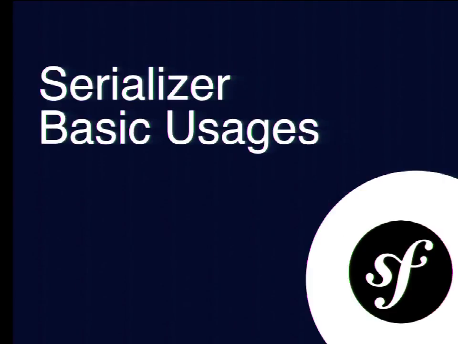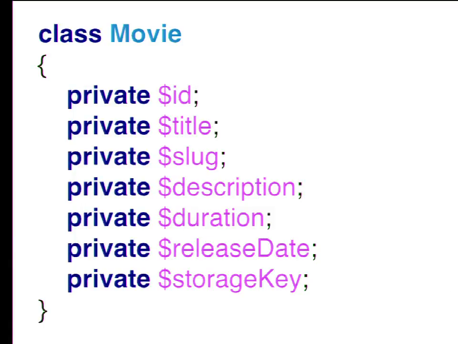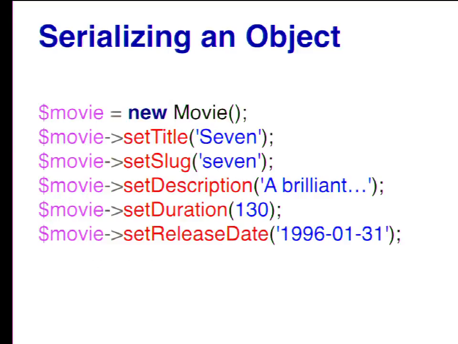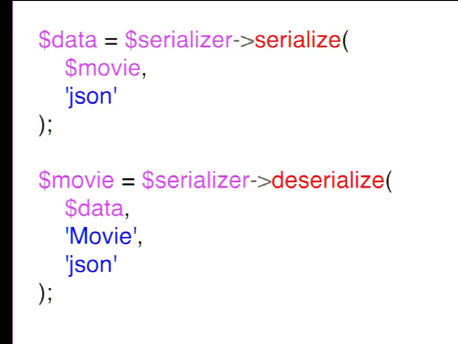So basic usage. Let's look at a very simple example. We have a movie class, a bunch of private properties. They can, of course, also be protected. You make an instance of that object, assigning different values to these properties through setters. Of course, it doesn't need to be setters. And then you can serialize and unserialize that. So that's pretty straightforward. We really haven't done much more than what we would get with the core features here.